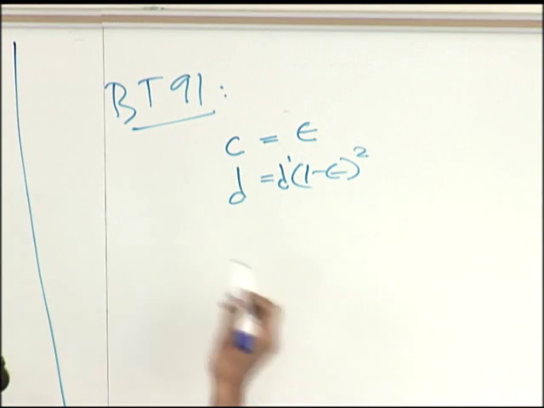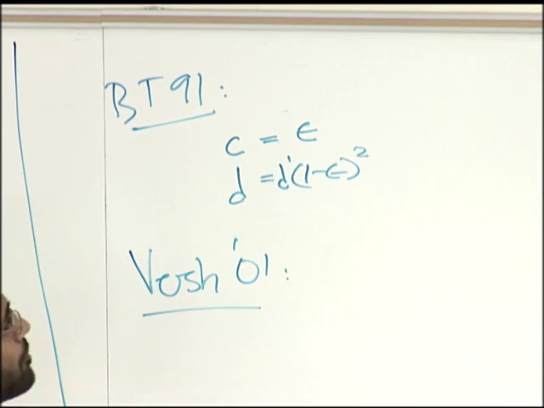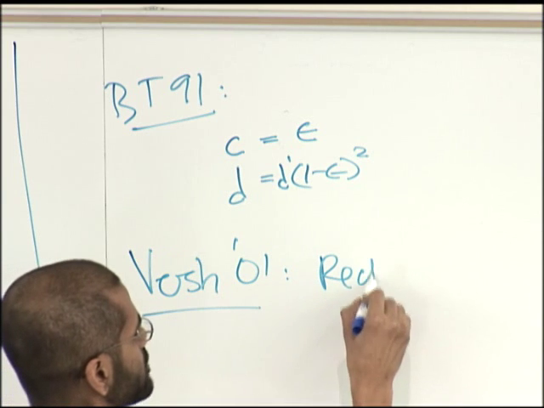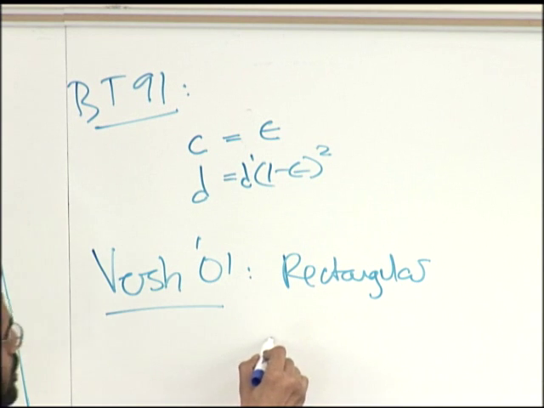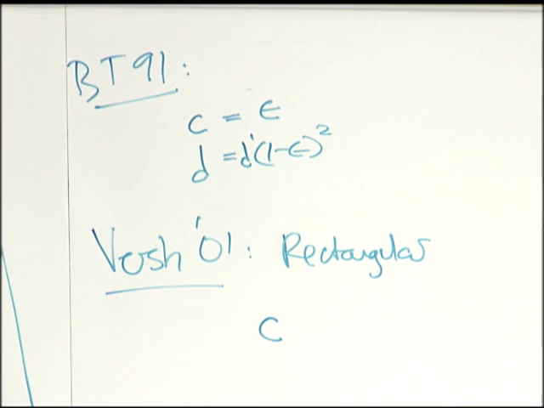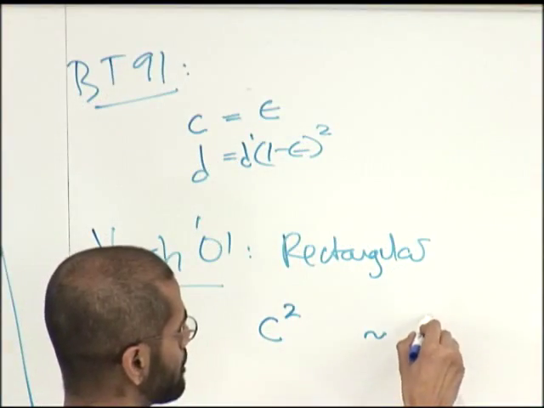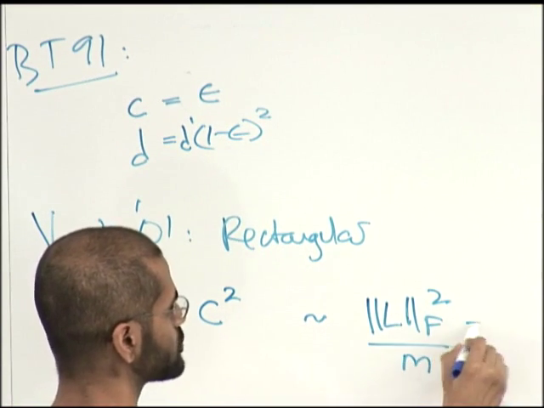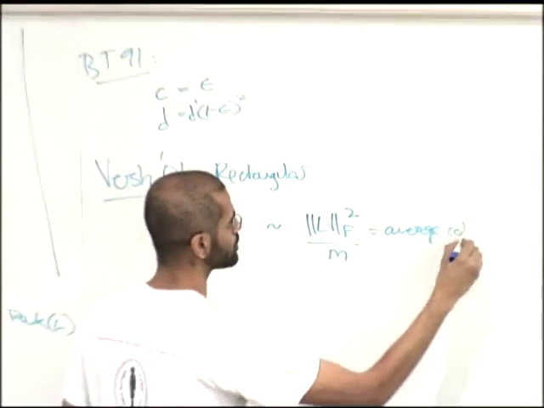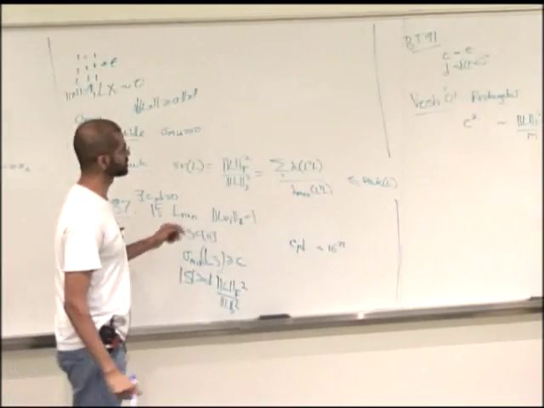So then there were some further improvements. Vershynin in 2001 showed this for rectangular matrices, and got C, which is the bound on the sigma min. He was able to get C squared to be something like the Frobenius norm of L squared divided by m, which is the average column length. So now the columns no longer have to be unit vectors; they can be of varying lengths, and you can get a bound on the least singular value that's a function of the average length.